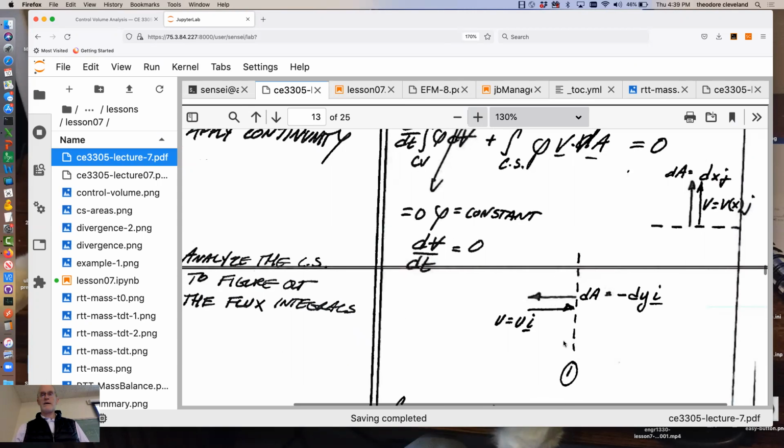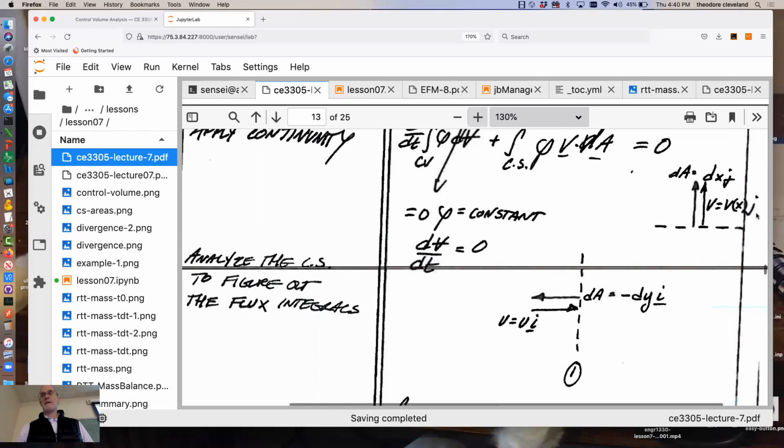And here the analyst has gone to the trouble to highlight the two sections. So here we are at section 1. We have velocity equal to u in the I direction. The dA vector is minus dy I. And when you take the inner product of those two, I dot I, is that defined? Yeah, that's a 1. So this will have a non-zero dot product. Same with J dot J.